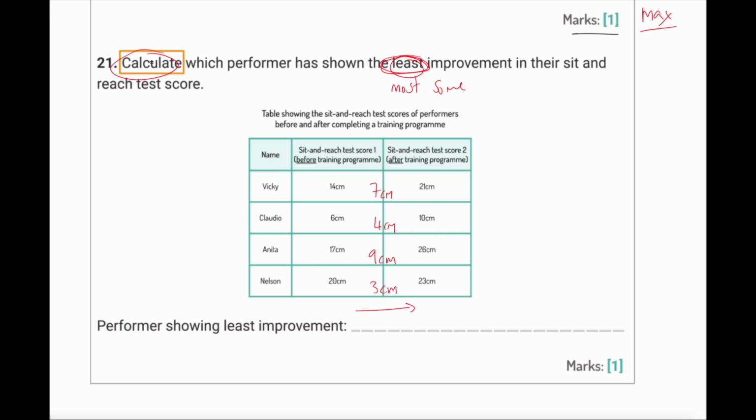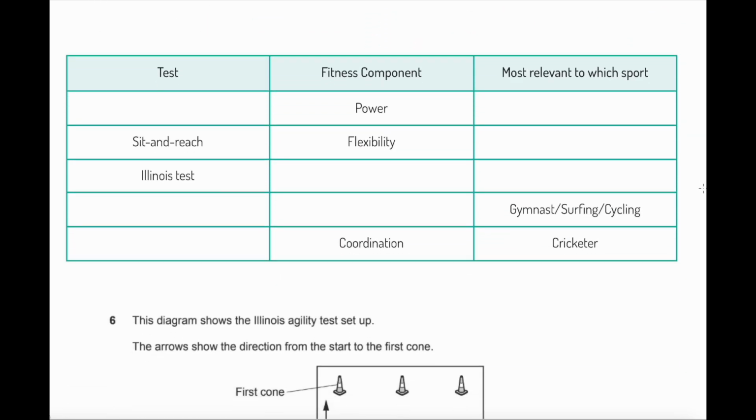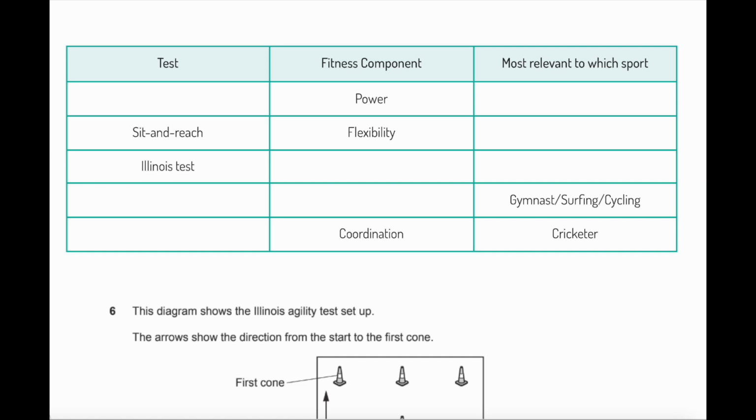So what does that mean as our least progressed performer? Not surprisingly, it's Nelson. There we go. There's our Max for that question. Beautiful. So that's what we're looking at. Now, guys, there's not much for you to learn from me there. It's just really about me picking up on a bit of exam technique and making sure we're strong on that.